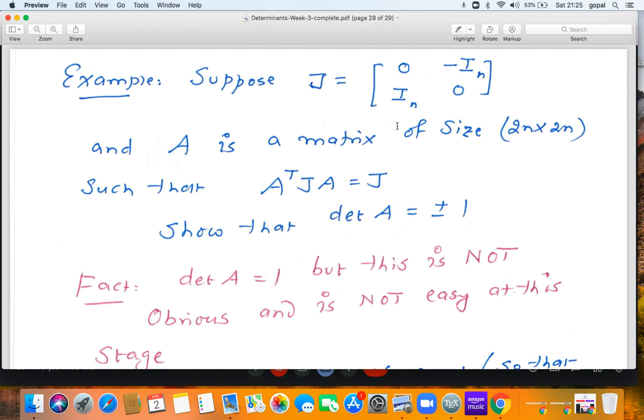In fact, determinant of A has to be 1. It can't be -1. You can eliminate the possibility that determinant of A is -1. But that elimination is not completely obvious. It requires some work, and we can't do it at this stage. You can, but with a lot of wrestling. One way to do it is to do a lot of wrestling and get the result.